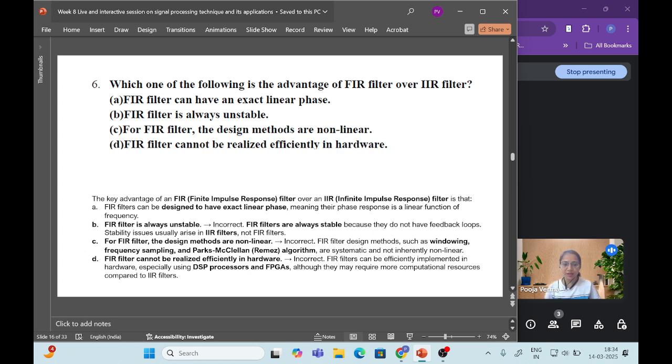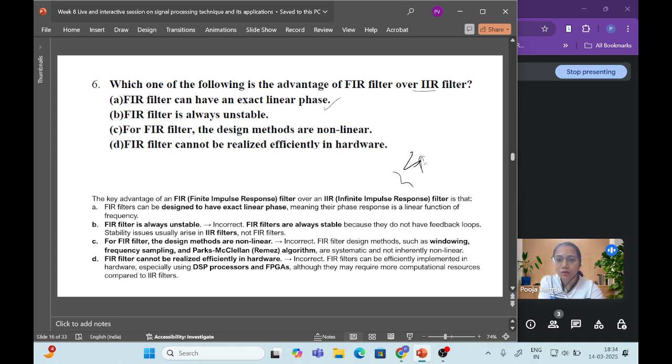So which option can be the correct answer? Which one of the following is the advantage of FIR filter over IIR filter? Option A is FIR filter can have an exact linear phase. So yes, FIR, that means finite impulse response, and they have exact linear phase.